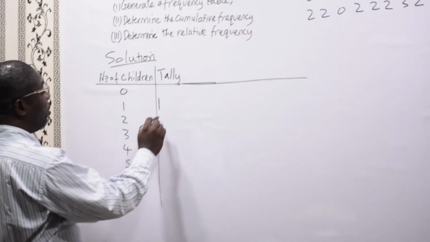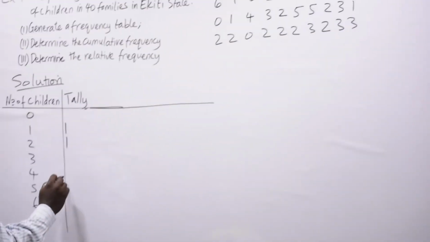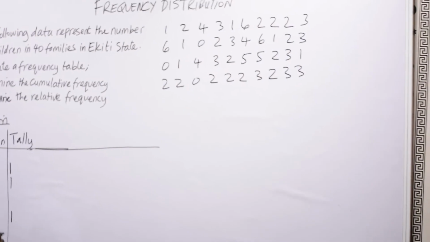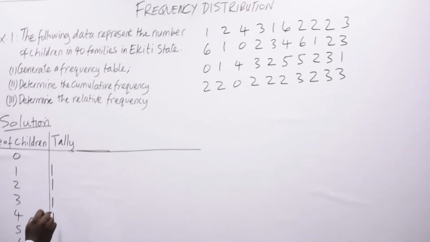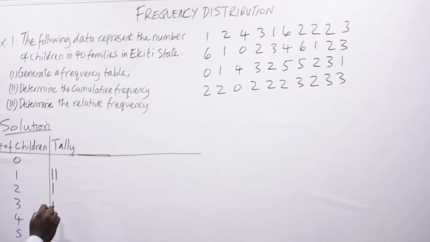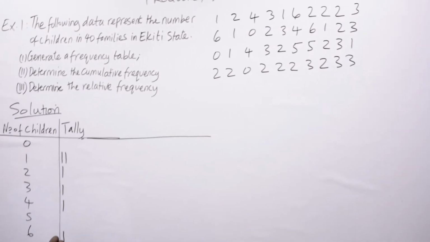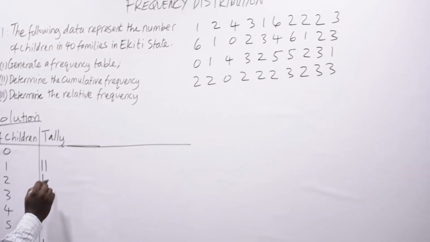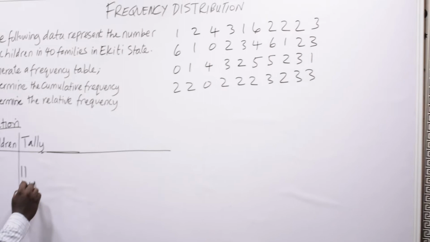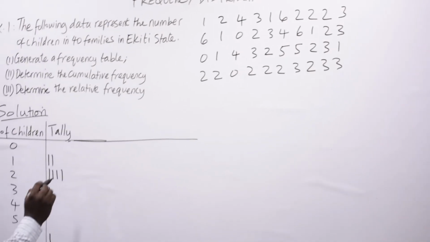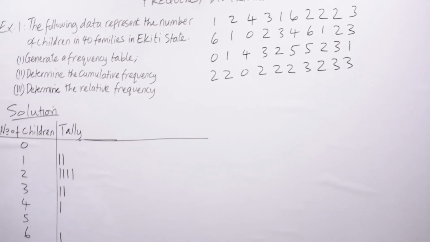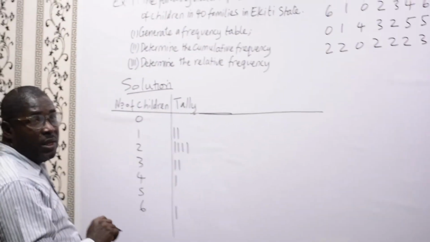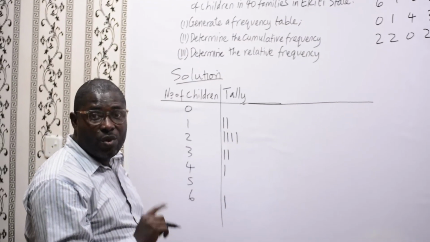We have 2 coming up, we have a count. 4, we have a count. 3, we have a count. Then we have 1 again coming up. Then we have 6. Then we have 2 appearing 3 times: 1, 2, 3. And then we have 3 coming up. That's dealing with the first line. I trust you're following what I'm doing.